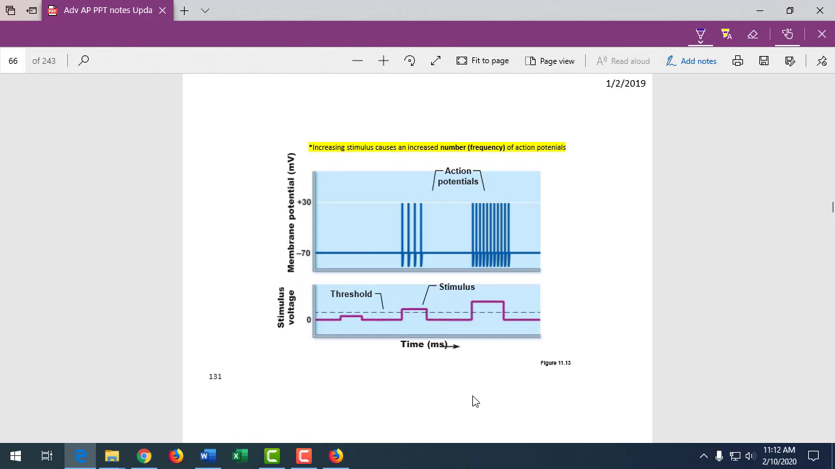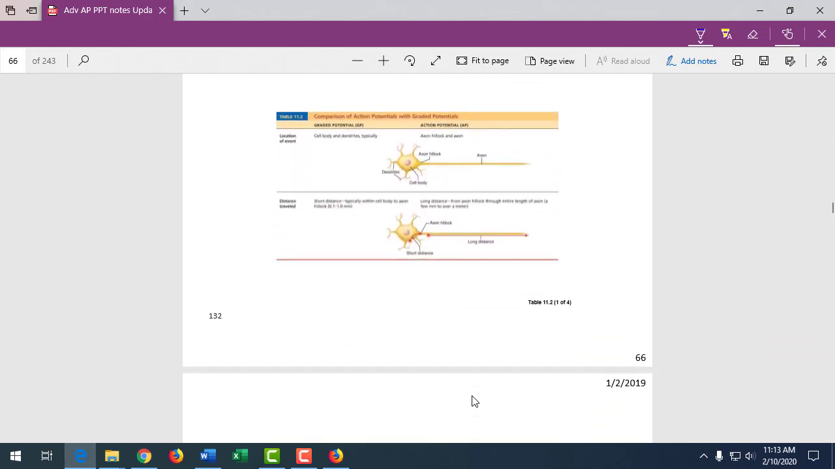So if we want to slow down the number of action potentials, we have to bind neurotransmitters or medicines that inhibit the membrane, inhibit and take it further from threshold. And that's what a lot of our narcotic pain medicines do, is bring it further from threshold.